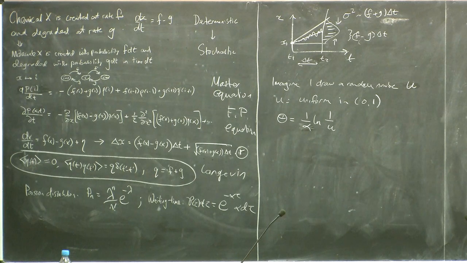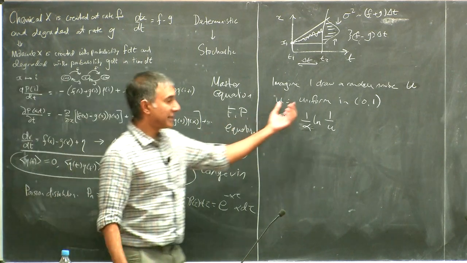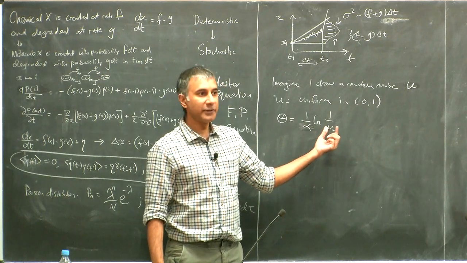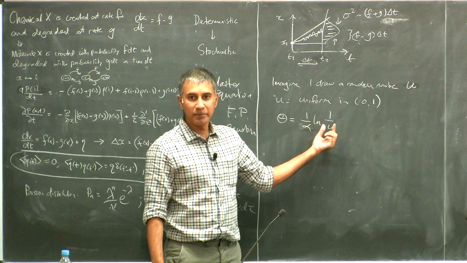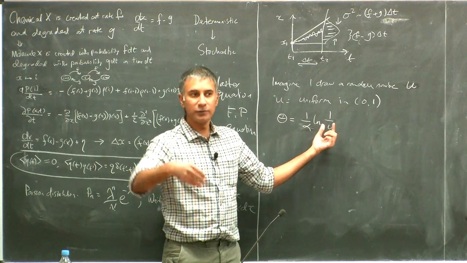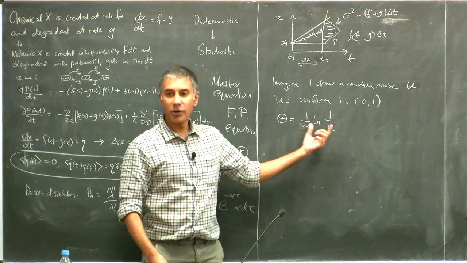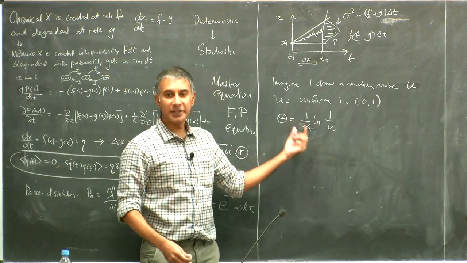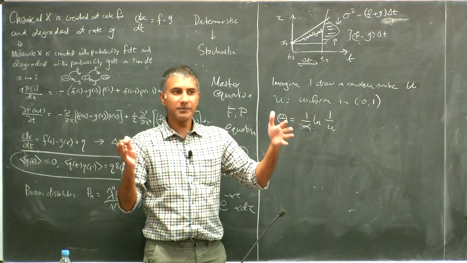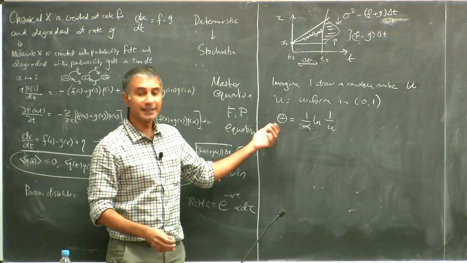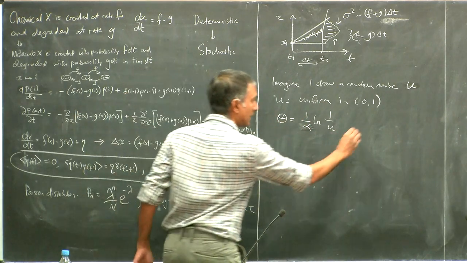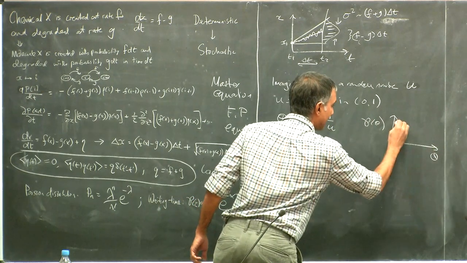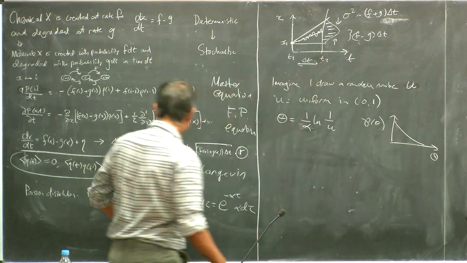Okay? So far I'm not explaining why I'm doing all this. So I've taken a uniform random number between 0 and 1. Right? So 1 over u will be a number that goes from 1 to infinity. Log of 1 over u, therefore, will go from 0 to infinity. And 1 over alpha log of 1 over u will just be the same thing, but compressed a little bit, right? Now, it turns out that the distribution of theta, the probability density of getting theta, is exactly this.